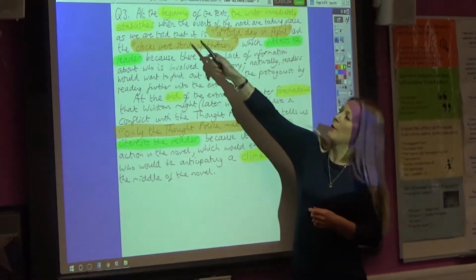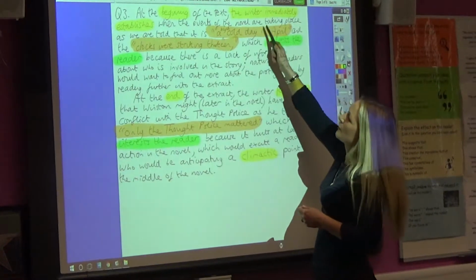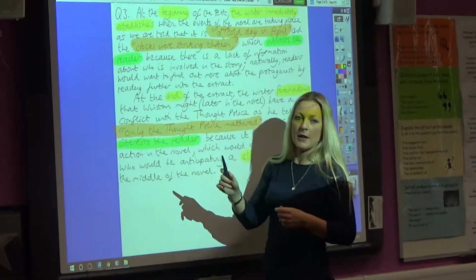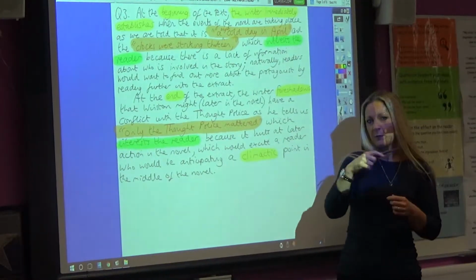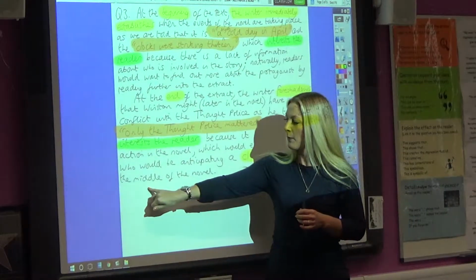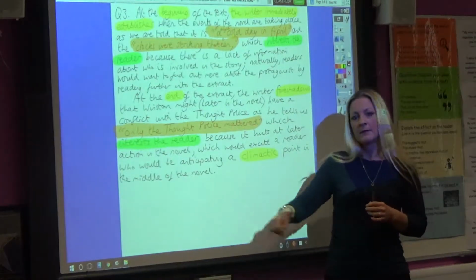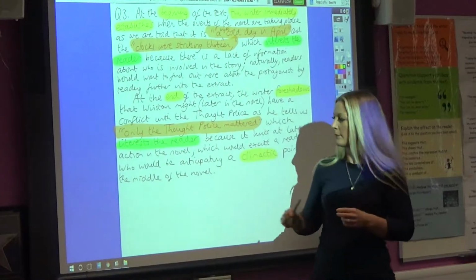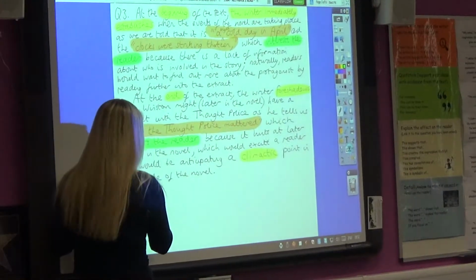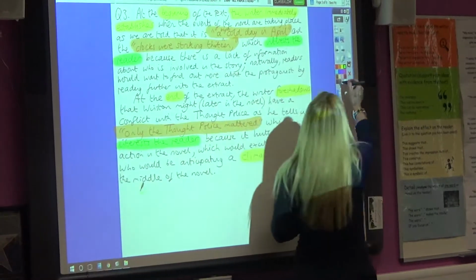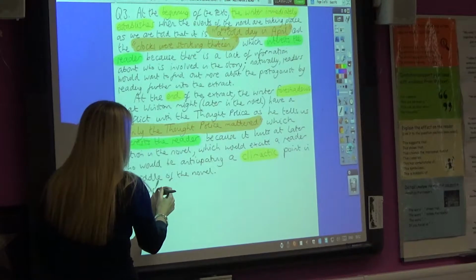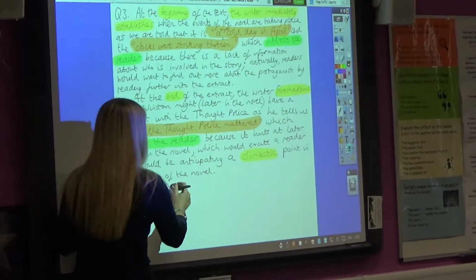If you look at that there, we said at the beginning of the text, the writer immediately establishes when the events of the novel are taking place. So we're going to shift place, aren't we? So how might we start this? During the novel, the writer shifts place. Okay. Yeah, during the extract we'll say rather than the novel, because obviously we've only got a short extract.